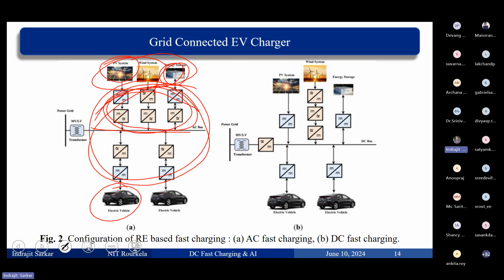That is another aspect. Here also, what we have is a DC grid. Here we have a DC bus. Here we have an AC bus. Here we have a DC bus. So both the solutions are possible, and here using these converters and renewables and grid, we are providing power to charge the electric vehicle.